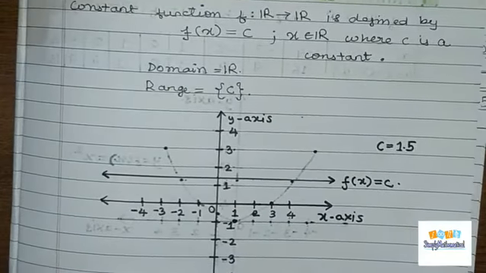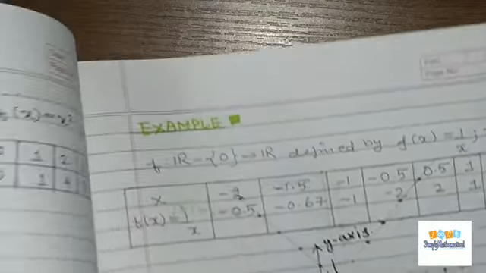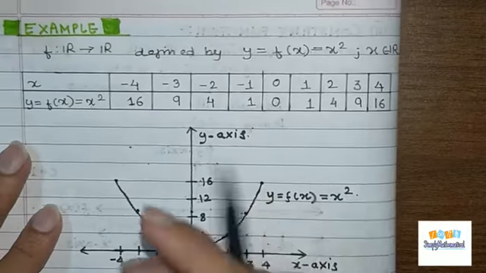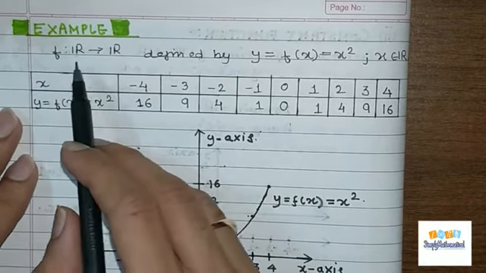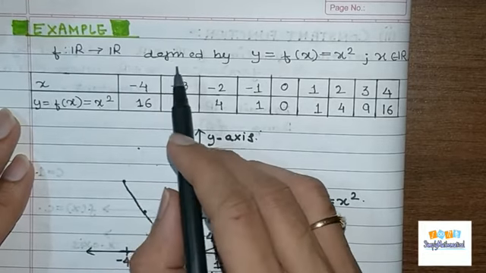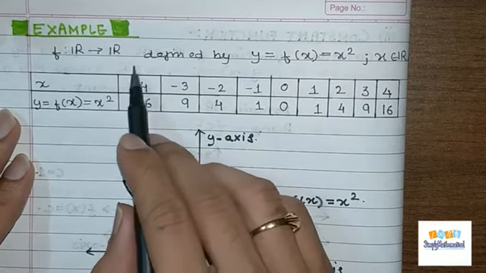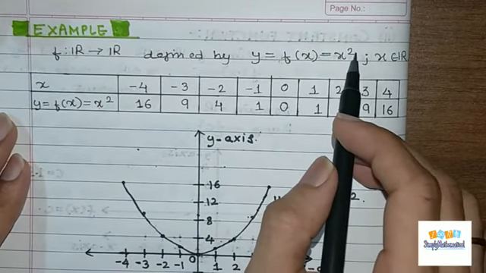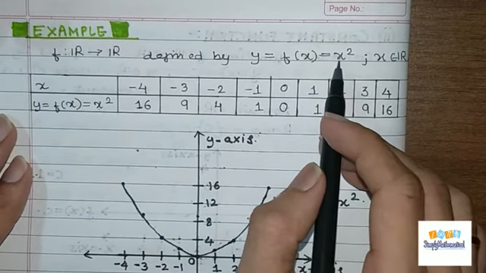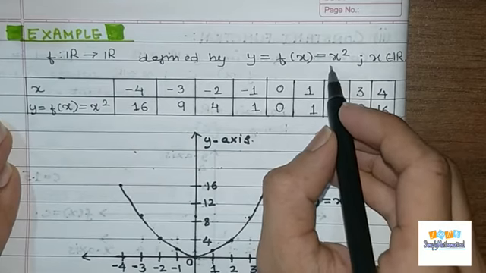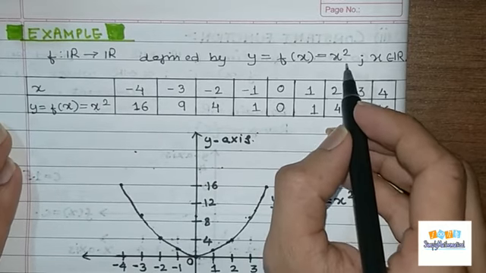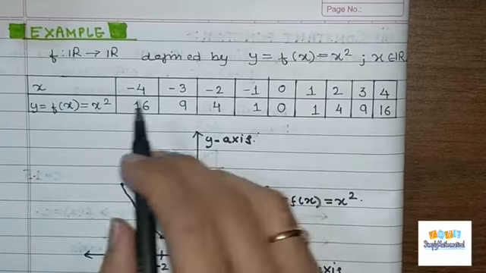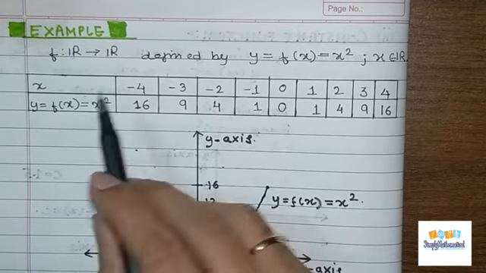Now let us go to an example for this polynomial. So let f from R to R, that is from the set of real numbers to the set of real numbers, be defined by y equal to f(x), which is equal to x square. So this is the polynomial, right. Here a2 is 1, then a1 is 0 and a0 is also 0. So you can see that this is the polynomial.